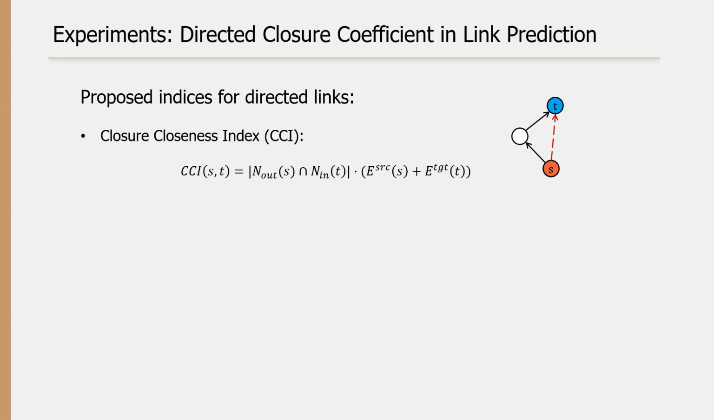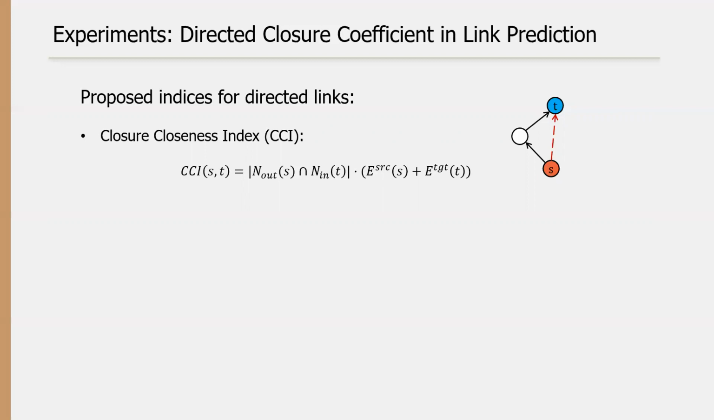Combining the idea of common neighbors as well as the source and target closure coefficients defined earlier, we propose two indices to measure the directed similarity in networks. The first one is the closure closeness index, CCI. It is contributed from two parts. One part is the directed common neighbors, and the other part is the sum of the source and the target closure coefficients. As we have discussed earlier, the source and the target closure coefficients evaluate the extent to which the focal node is acting as a source node or as a target node of the closing edge. So the sum of them depicts the trend of forming a link from S to T in clique formation.